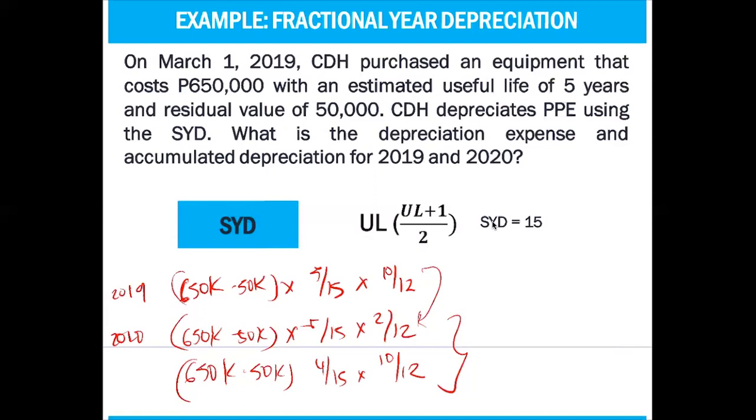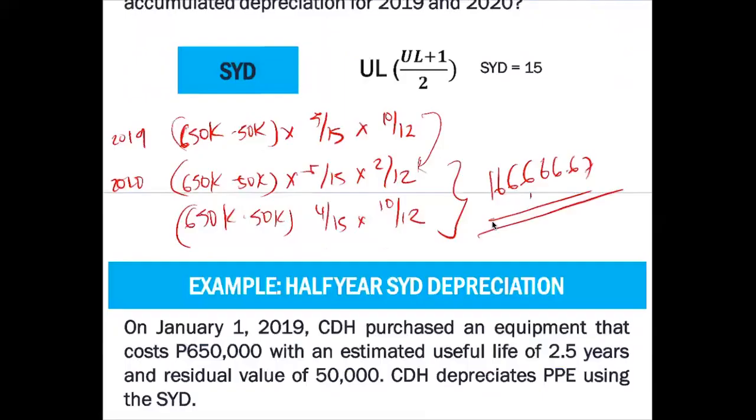So how much for 2020? 600,000 times 5 over 15 multiplied by 2 over 12 plus 600,000 times 4 over 15 times 10 over 12. So we have here 166,666.67. Okay, so fractional year, per fraction consists of 1 year. Therefore, whatever is left, you can still recognize it on the next year.